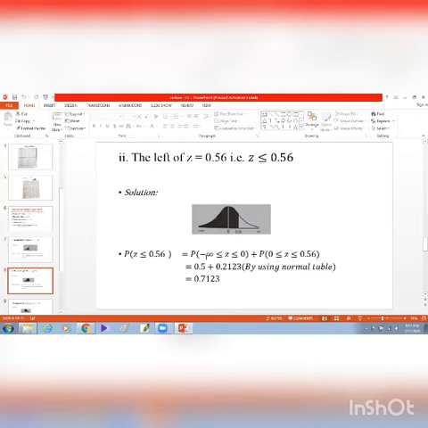Now probability of minus infinity to 0 using normal table, we get it is 0.5, and probability of 0 to 0.56 is 0.2123. After adding, we get 0.7123. So the required probability of z less or equal 0.56 equal to 0.7123.